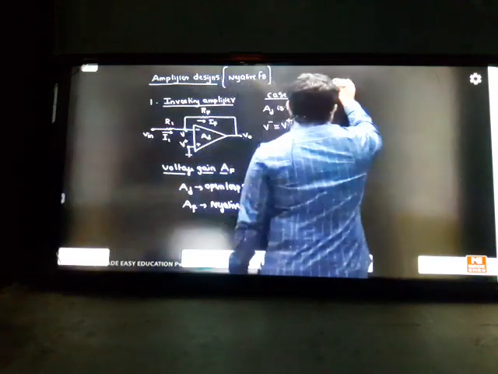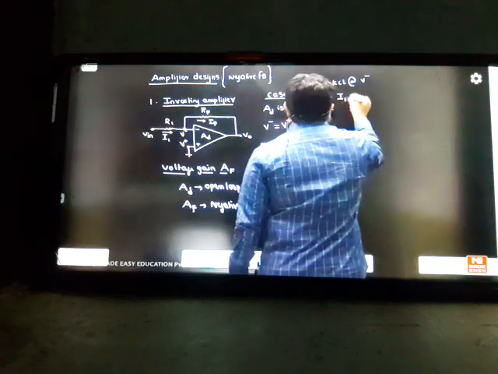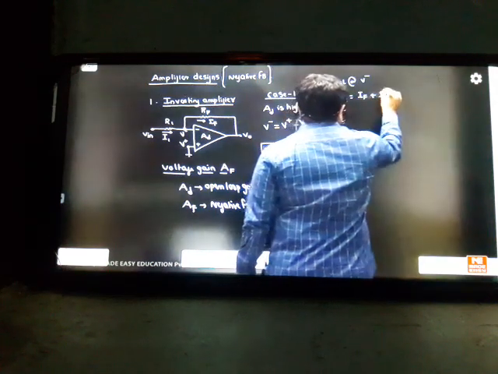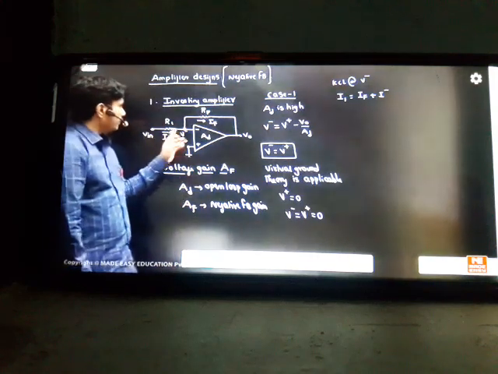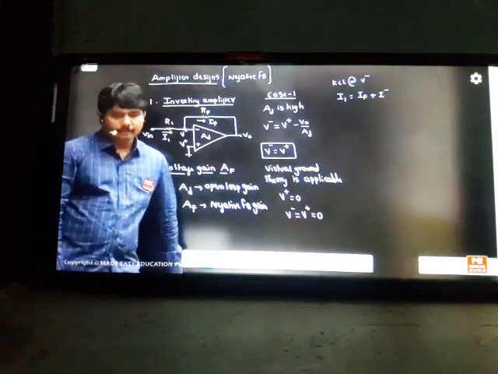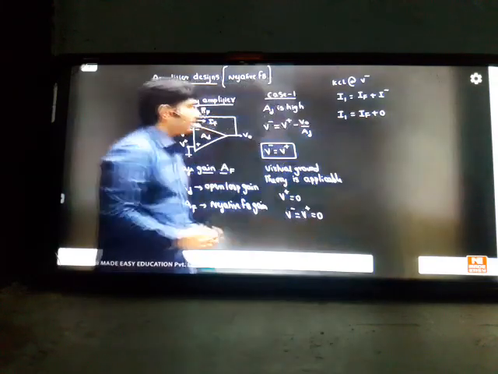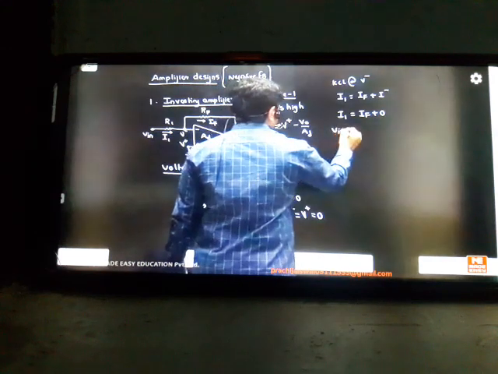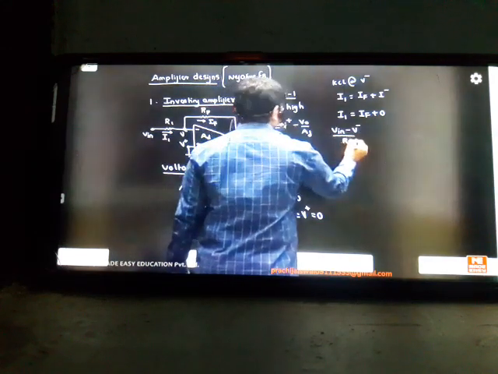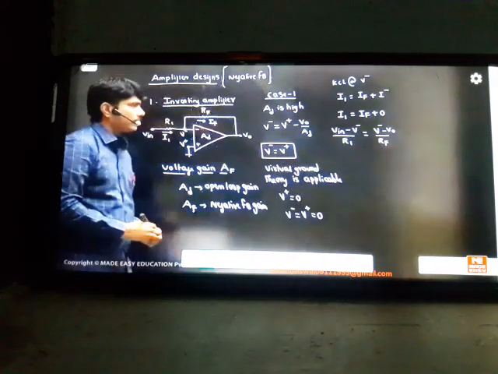So we'll apply KCL at the point of V minus. According to KCL, I1 is equal to IF plus I minus. The current entering the op amp, I1, will be equal to I minus plus IF. I minus is the inverting input current, which ideally we can take as 0, because the input impedance is infinite, so no current will exist there. So I1, which is VIN minus V minus divided by R1, is equal to V minus minus V naught divided by RF. Just apply the I1 equal to IF concept.